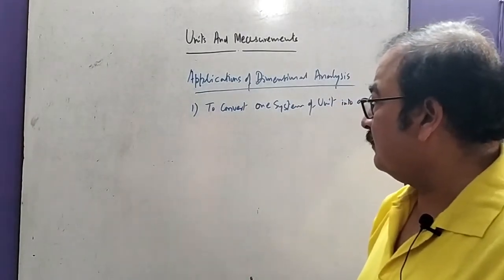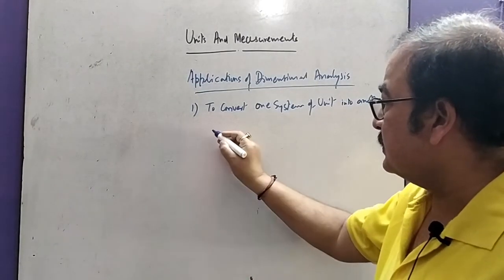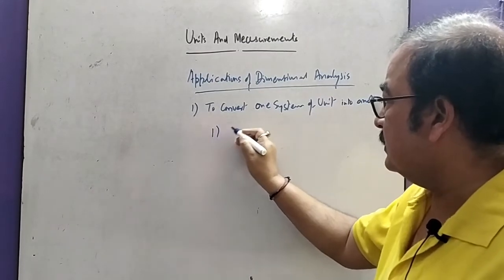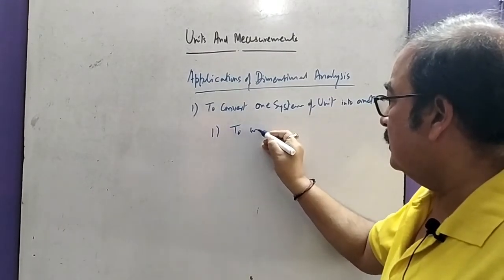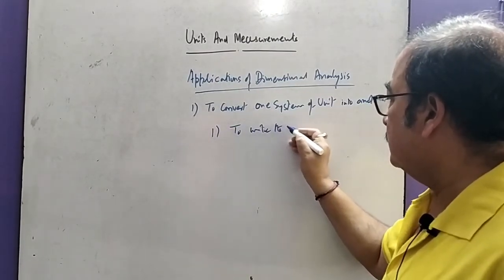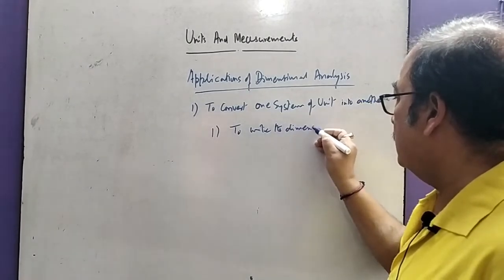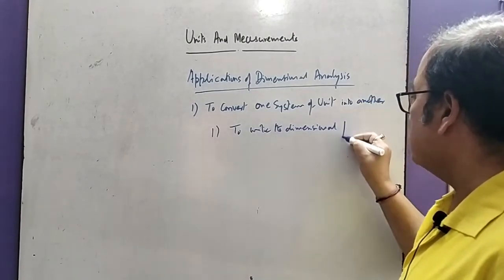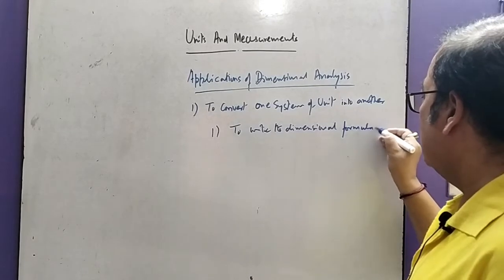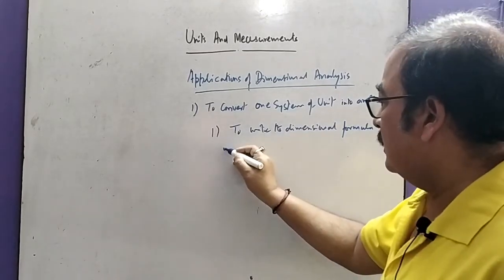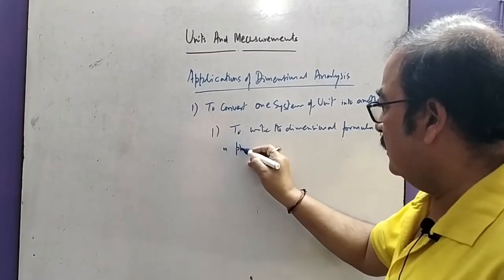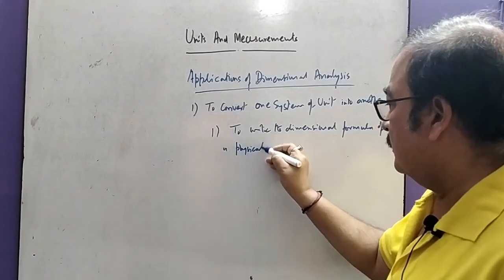Well, here first we write the dimension. First step is to write the dimensional formula of a physical quantity.